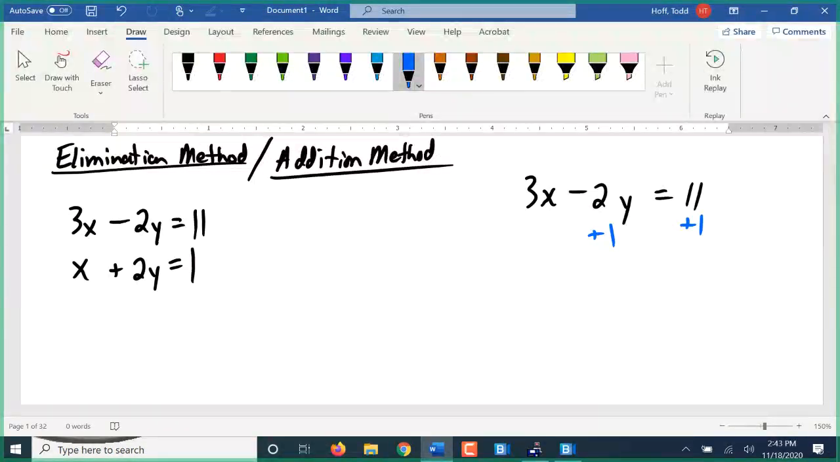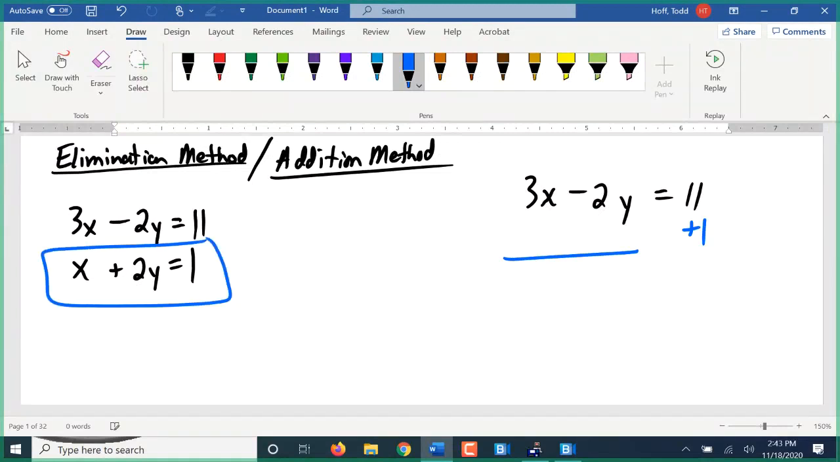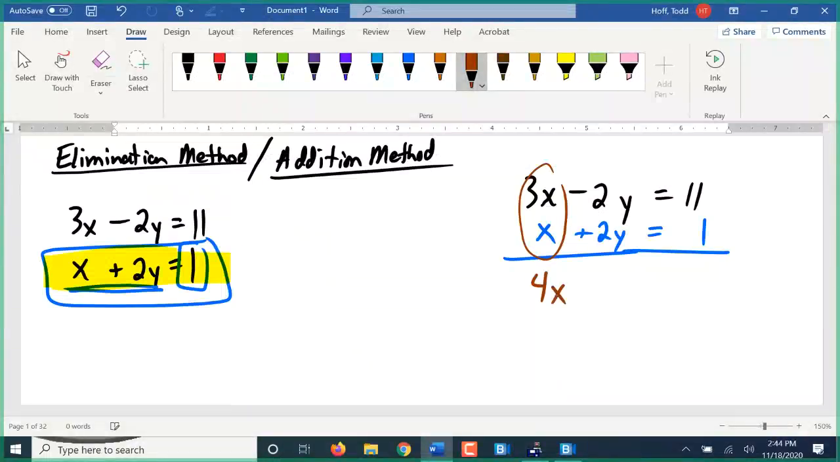So that's what I'm actually going to do here. I'm going to add 1 to both sides, only I'm not going to do it in the same form. I'm going to add 1 over here on this side. But on this side, this second equation tells me that 1 equals x plus 2y. So adding x plus 2y is the same as adding 1 because they're equal. On the left side here, I've got 3x plus 1x is 4x. Here's the key right here. I have a negative 2y and a positive 2y. That's 0. Negative 2 and positive 2 add to 0. So the y's cancel out. Equals 11 plus 1 is 12.